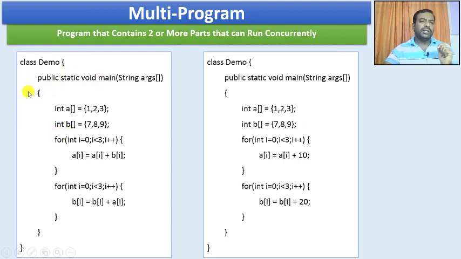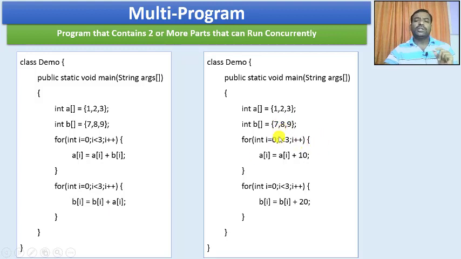Now just look at this program. We have a main, and I am declaring two arrays of three elements, and I have a for loop: a[i] = a[i] + b[i]. And one more for loop: b[i] = b[i] + a[i]. Just look at these two loops. We'll come back to the other program later. This is a simple program where I am doing an addition operation and storing the element back in the same array. Similarly, I am doing the same with array b.